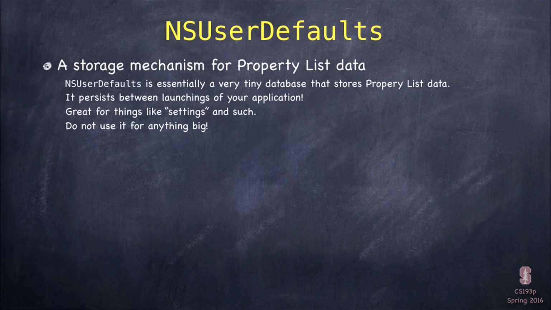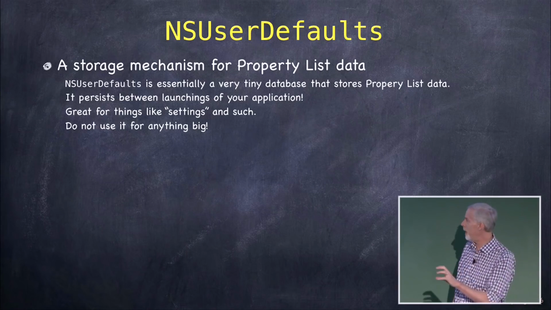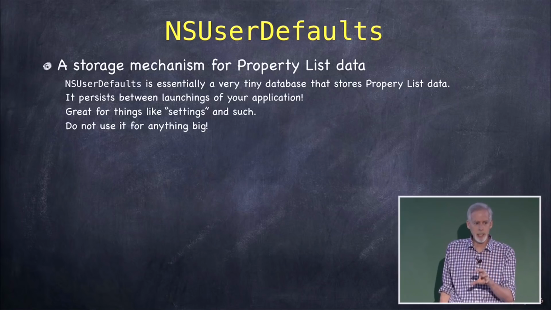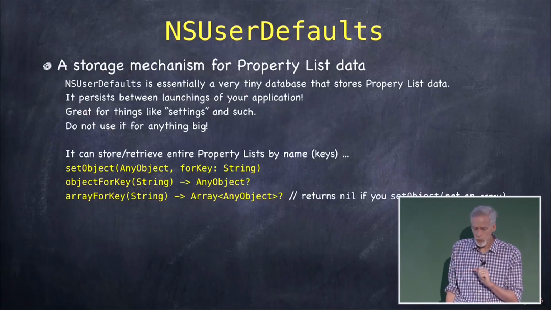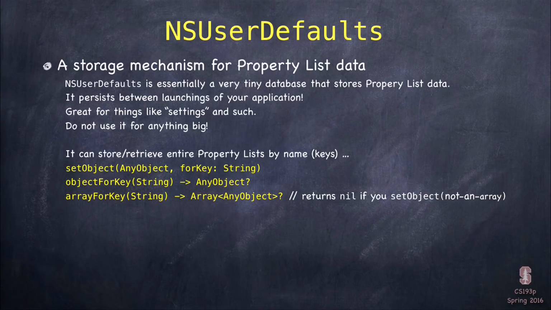It's a small database, so don't use it for big things. You wouldn't want to store like a dictionary of the entire English language in there. It's for small things like settings and things like that. The API on it is very simple. You just say set object property list here for key string, and then you can look it up and get the property list back. So here you can see how you're just passing it around. You're storing it as a cookie. NSUserDefaults has no idea what's inside there. It just knows it's only arrays, dictionaries, strings, ints, etc.